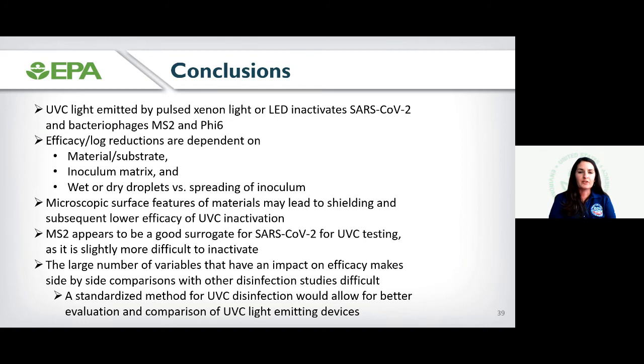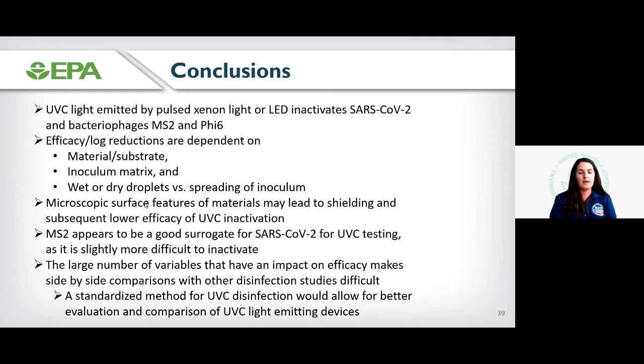We also found that microscopic features of what appear to be smooth surfaces can cause microshadowing that may lead to some shielding and therefore lower the efficacy of UVC in inactivating these viruses. We also found that MS2 appears to be a pretty good surrogate for SARS-CoV-2 with UVC testing because it is slightly more difficult to inactivate. And generally speaking, we found that there's a large number of variables that can impact these various UVC studies, and it makes it really challenging to compare our results or even other published results side by side because there are so many different factors and moving pieces in conducting this research.